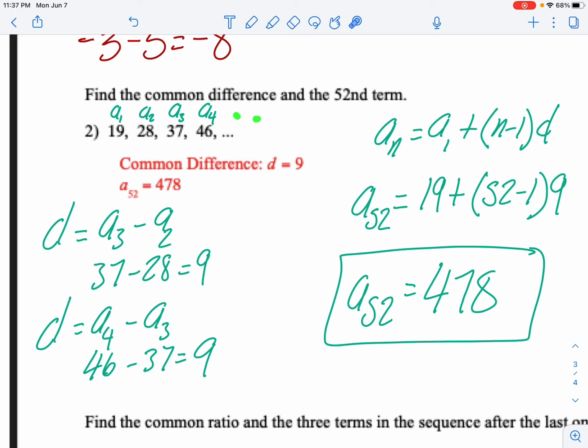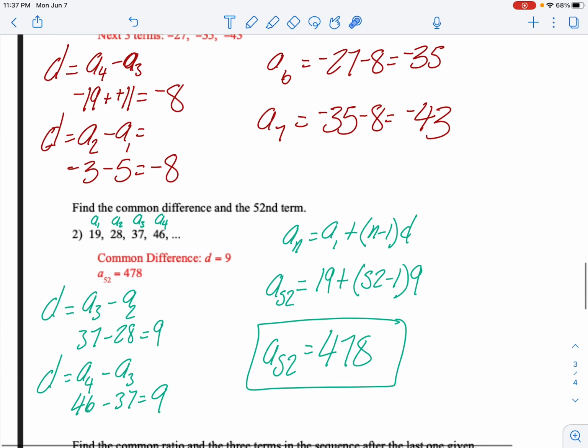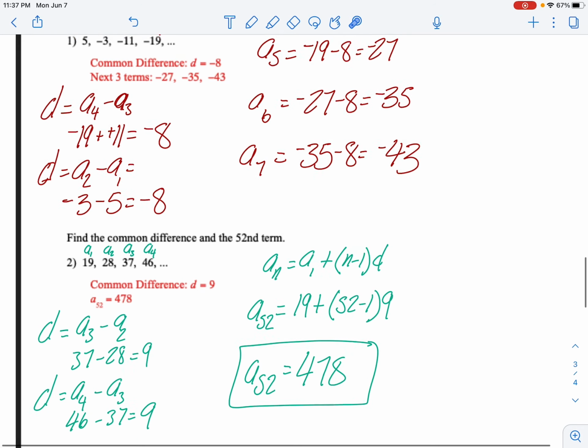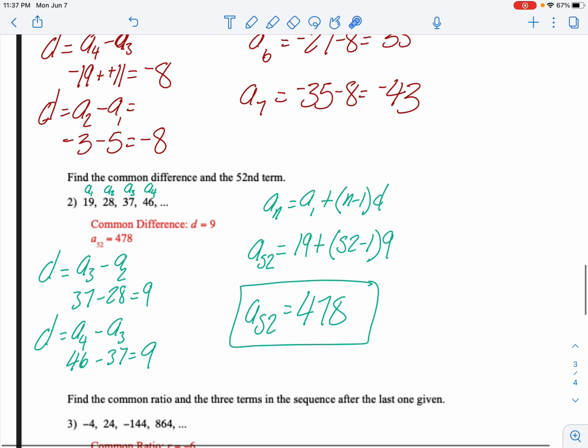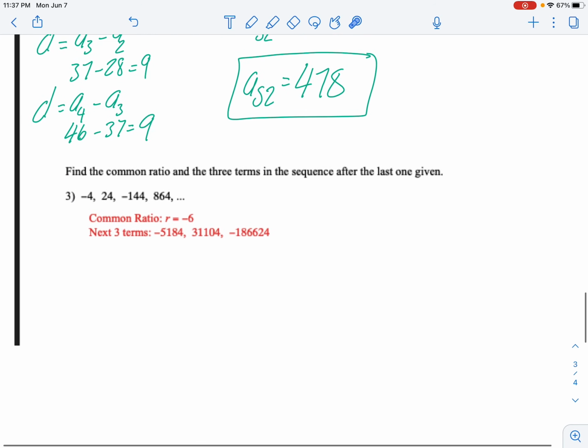There you go. Look at that. If I keep going, 5, 6, 7, 8, 9, 10, 11, all the way to 52, I'm going to get 478. We use our notes, right? We use our notes.